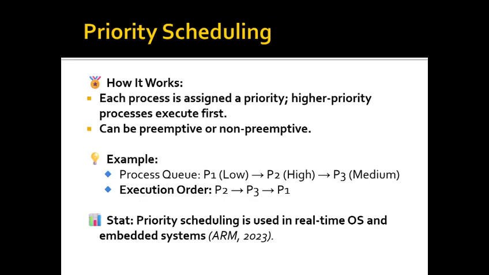Priority scheduling. Each process is assigned a priority. Higher priority processes are executed first. It can be both preemptive or non-preemptive. The process queue is P1 is low, P2 is high, and P3 is medium. Priority scheduling considers the highest priority first. So P2 has the highest priority, so P2 is first. P3 has medium priority, so P3 is second, and P1 is the lowest priority, so it is third. This is used in real-time OS and embedded systems.